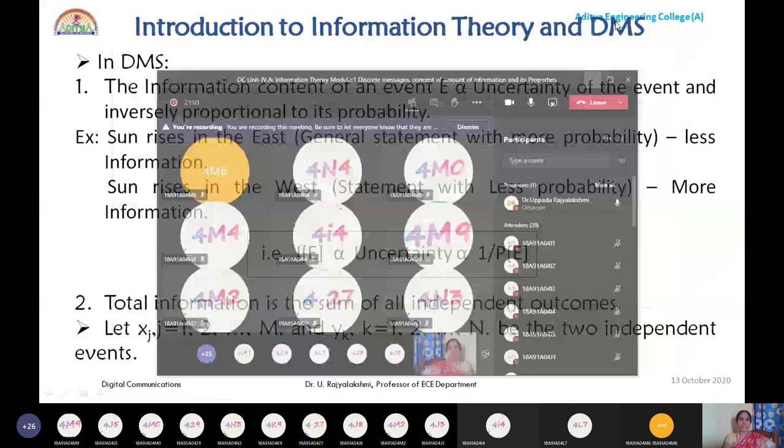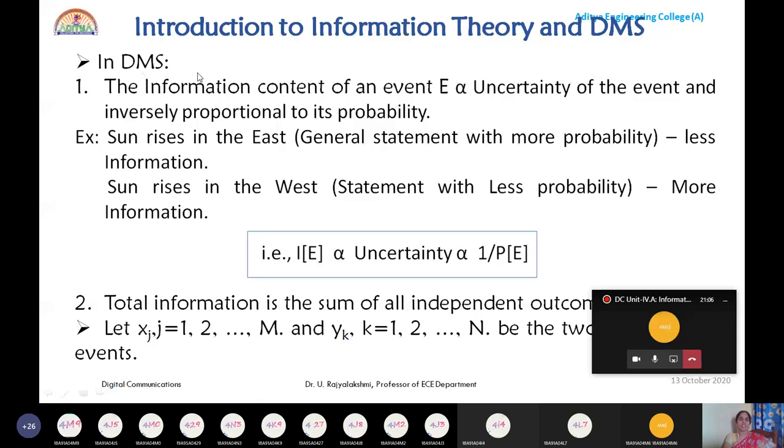Now here, if you can observe this slide, in DMS, that is in discrete memoryless source, these two points are very important. If you know these two factors, we can easily define the entropy, mutual information, everything. It will be easy for you. In discrete memoryless source, please observe the first point. The information content of an event E is proportional to the uncertainty of the event and inversely proportional to its probability.